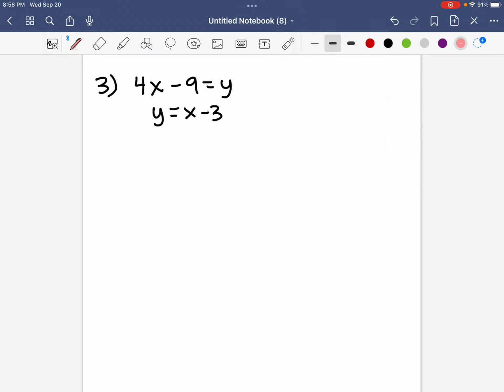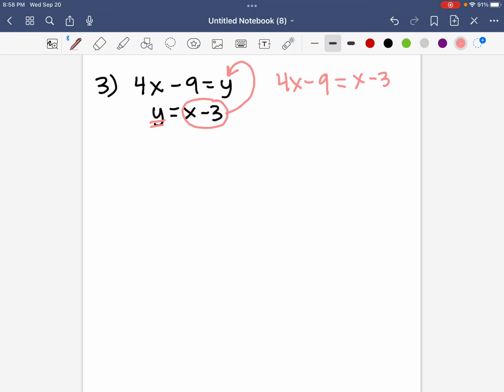Now, I hope that you said or you thought y has already been solved for. I know that it is equal to x minus 3, so I can just take that and plug it into the y in the top equation. So that gives me 4x minus 9 equals, instead of putting y, I'm going to put x minus 3, because that's what y equals.